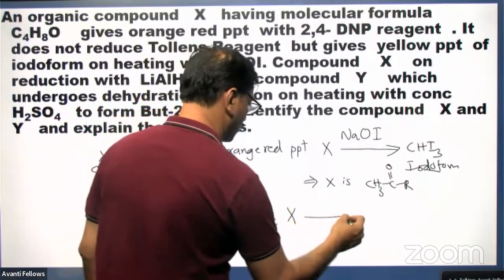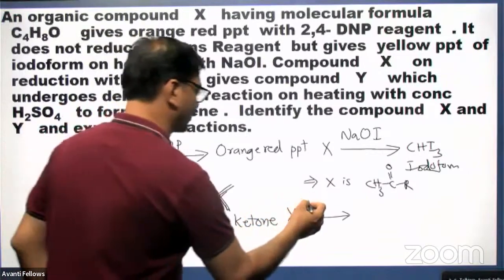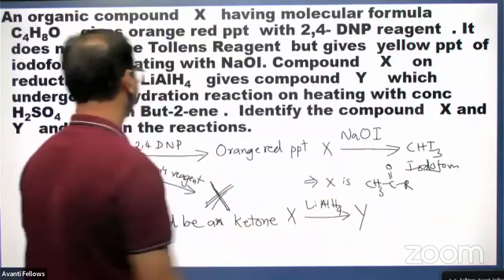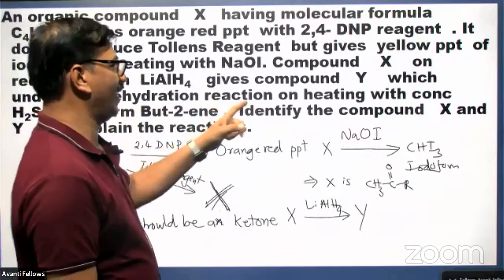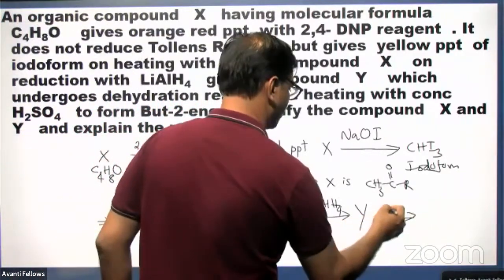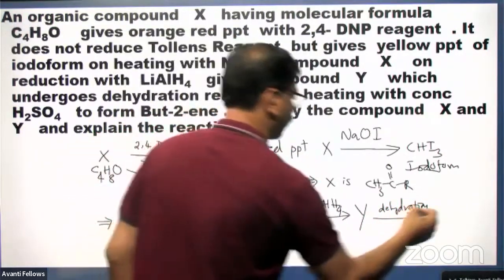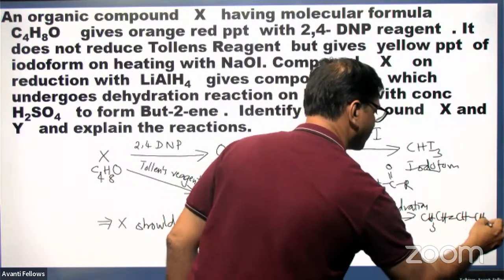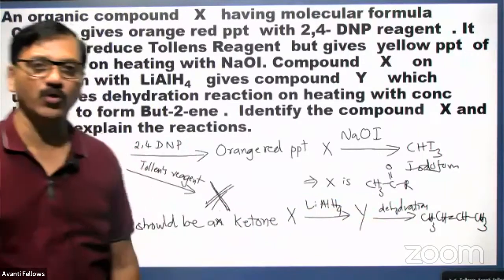So there are two reactions. One is X undergoing reduction with lithium aluminum hydride to give Y. Then Y undergoes dehydration, and on dehydration it gives butene. I will write it like this: CH3, CH double bond CH, CH3. This is butene, right? So on dehydration, it will give butene.